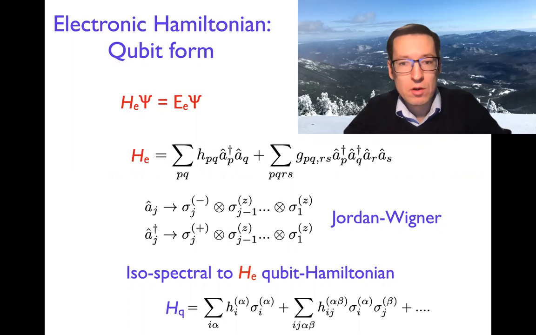qubit Hamiltonian isospectrally. That transformation essentially produces an operator which has Pauli products in general of different qubits, and the subscript here for the sigma means the qubit that the operator is acting on, and the superscripts correspond to x, y, z, or identity in some cases. So essentially there is this linear combination of the products that you obtain after these mappings.